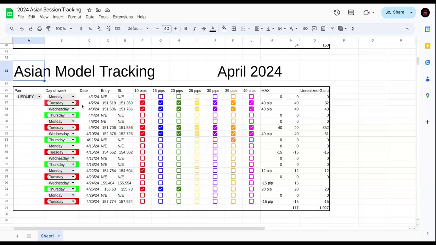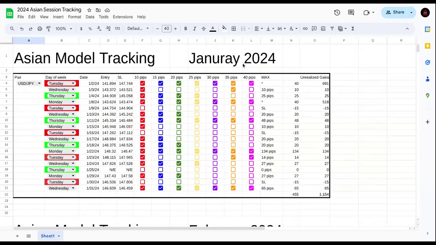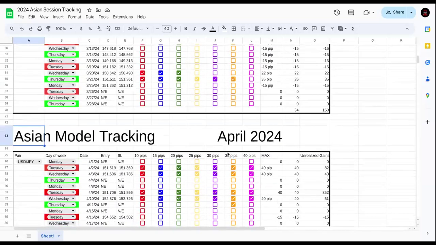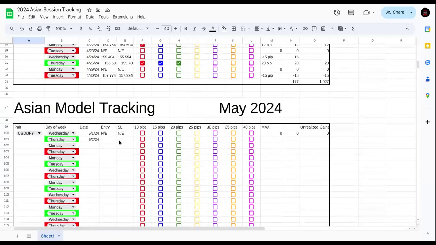Does it have the same pattern on Tuesdays and Thursdays? Probably. I wouldn't be surprised if it does. But if you are someone that wants to trade those pairs, do your due diligence, do the groundwork. You see what I've been doing from the beginning of the year. January 2024, beginning of the year, February, March, April, and now we're in May. And obviously I have to update it too.